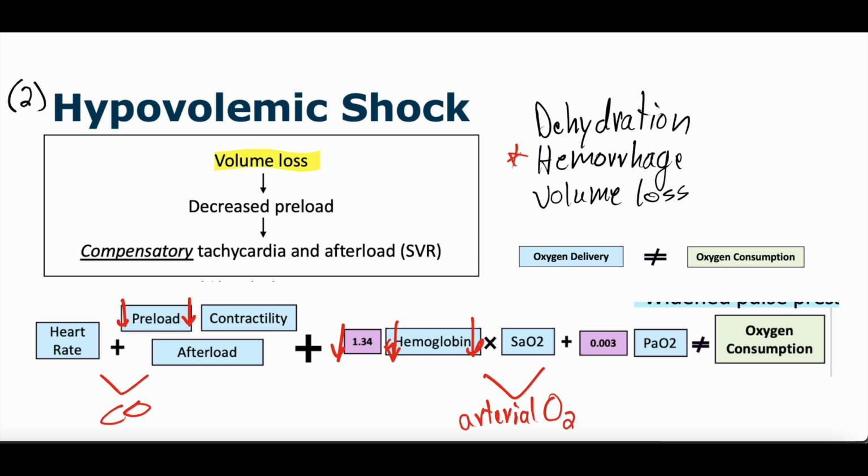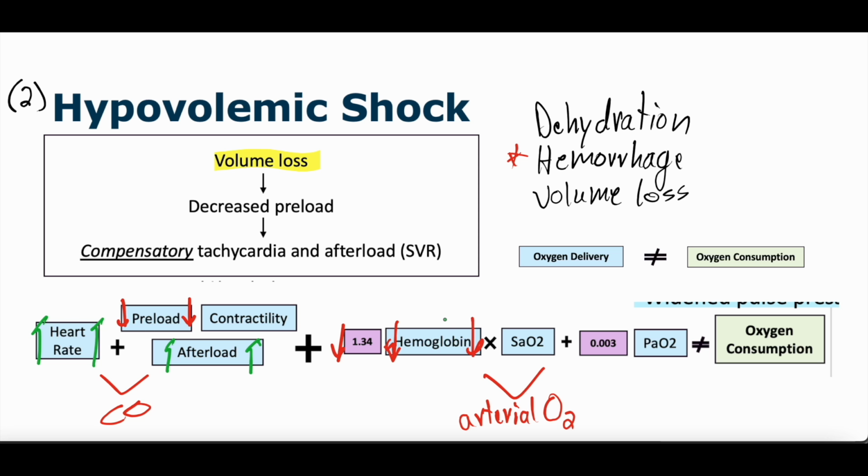To compensate, your body increases the heart rate, it gets tachycardic, and it vasoconstricts, it increases your afterload, right? So what that does is try to maintain the cardiac output to keep up with oxygen consumption. At some point, though, if this gets so bad that even increasing the heart rate and increasing the afterload cannot keep up with oxygen delivery, that is when you start to get shock. You start to get tissue hypoxia.